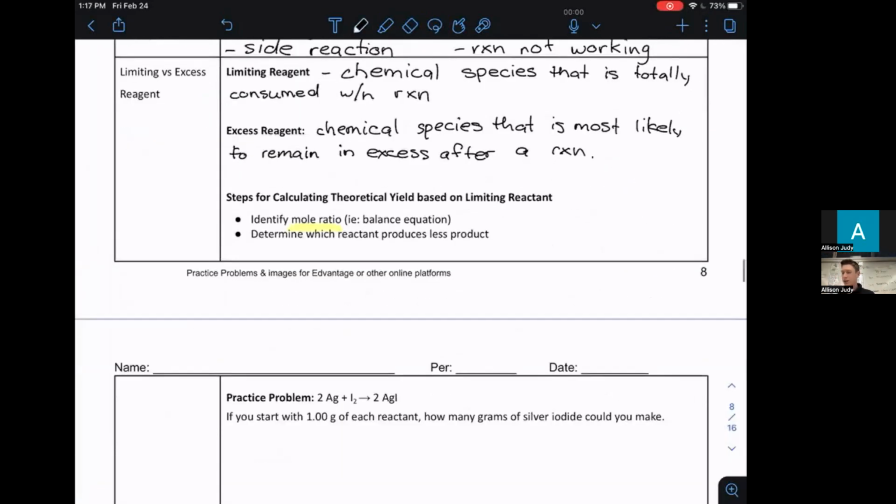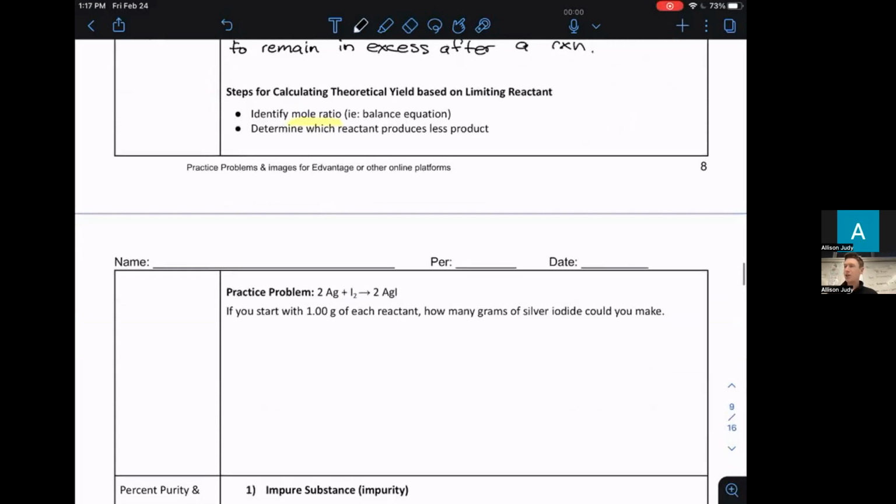Okay, steps for calculating theoretical yield based on the limiting reactant. So in typical stoichiometry fashion, we are going to have to balance the equation so that we can find our mole ratios for basically every single problem, unless they're nice enough to give you the reaction. Then we're going to do basically a double calculation to figure out which reactant produces less product.